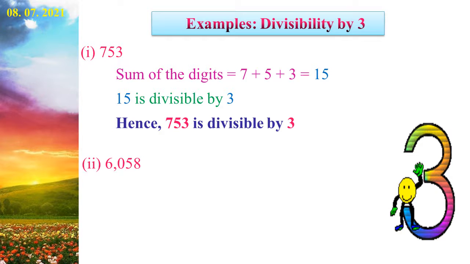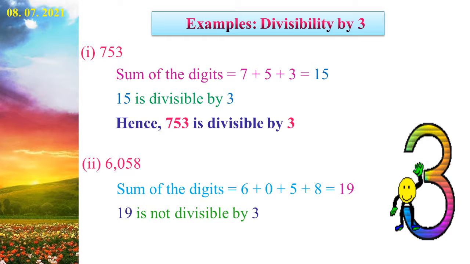Look at another number, 6058. When we add all the digits, that is 6 plus 0 plus 5 plus 8, we get the sum as 19. We know that 19 is not divisible by 3. So, we say that the given number 6058 is not divisible by 3.